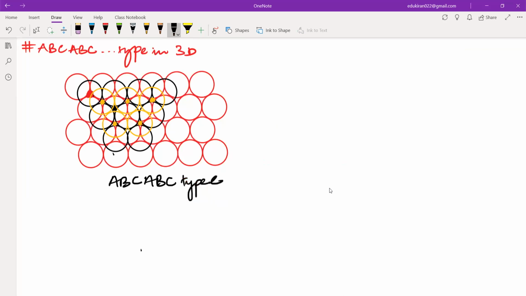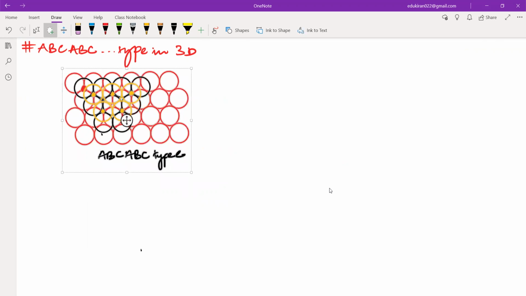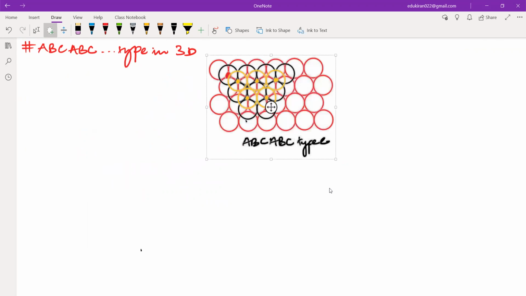Okay. So in this, I have to take a set of atoms and make a unit cell out of it. This is the first problem that we have. We have to make a unit cell out of this arrangement. So first of all, I have to choose a set of atoms.